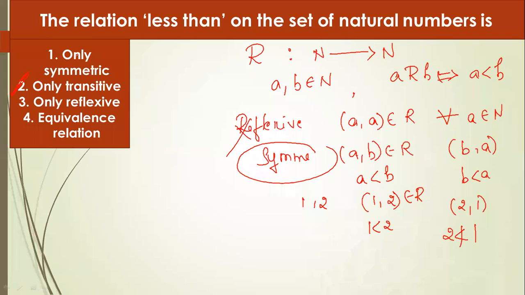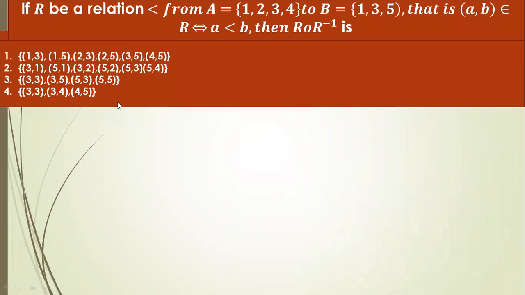Okay. See, when I say not one, options 1 and 4 are gone. If 1 and 4 are gone, the remaining are second and third. Since obviously it is not reflexive, the correct option is only transitive. Okay. This is the next question.